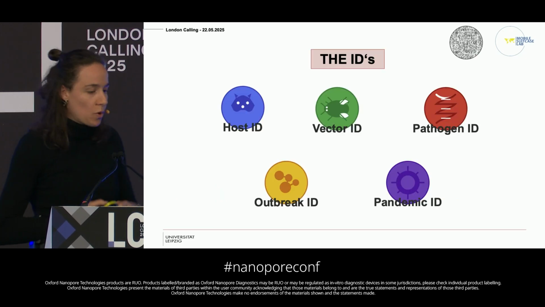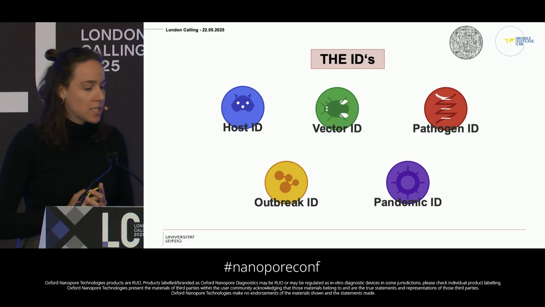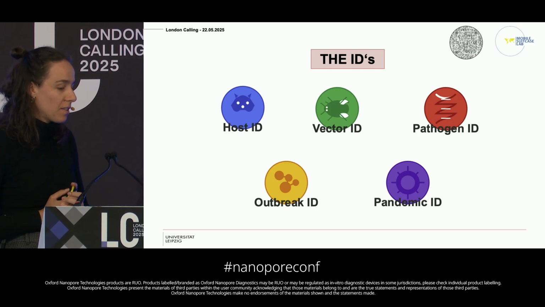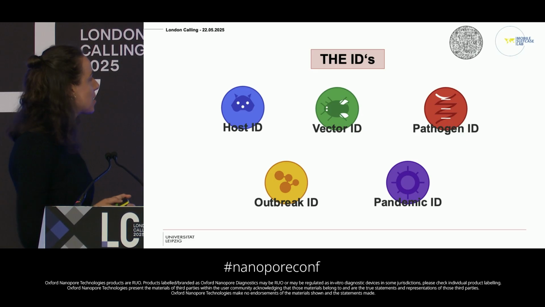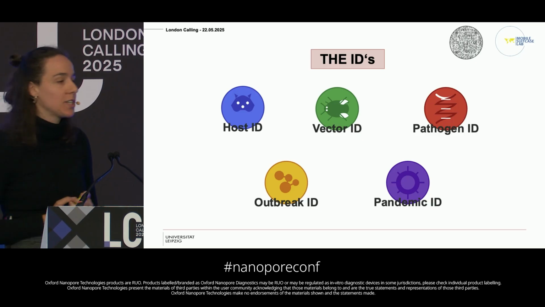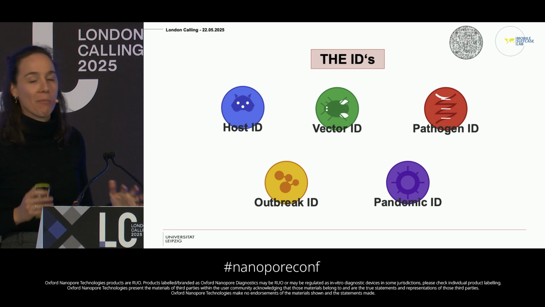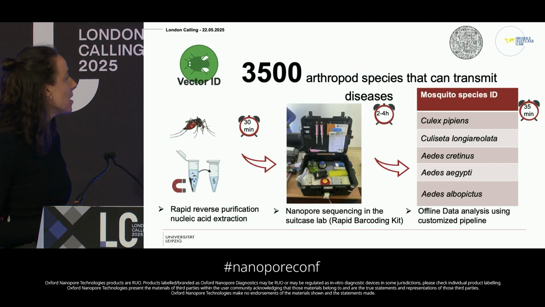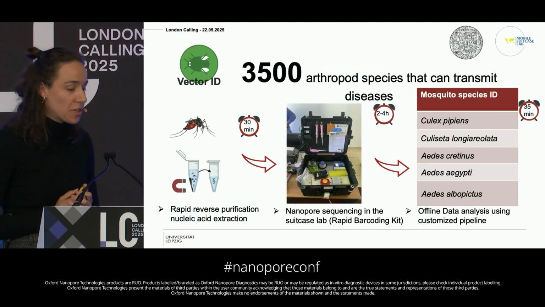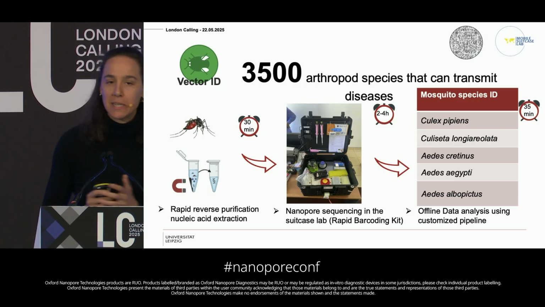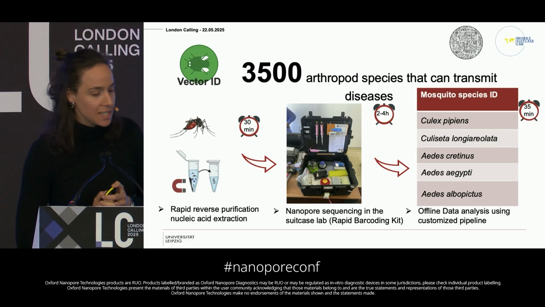So what do we want to do with this rapid response mobile labs? What can we do? So I call it the IDs that we can detect. So hosts, vectors, pathogens, outbreaks in a lot broader way, and then the so-called pandemic ID, right? So vector IDs, there's of course tons of arthropod species that can transmit many nice and nasty diseases.